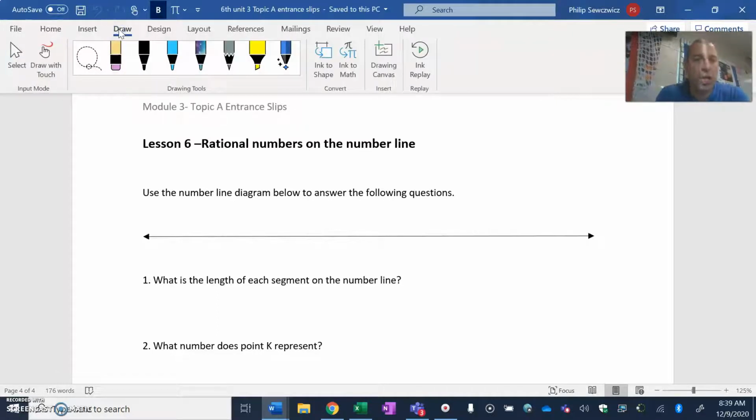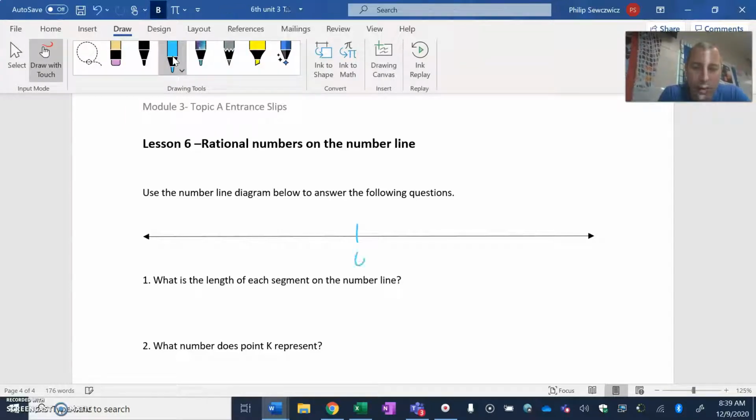So here's what I'd like you to do. You can go ahead and slap a 0 right there in the middle. And then you're going to do 1, 2, 3, 4, 5, 6 marks and put a 1 there. All right. Go to the other side. 1, 2, 3, 4, 5, 6 marks. And put a -1 there.